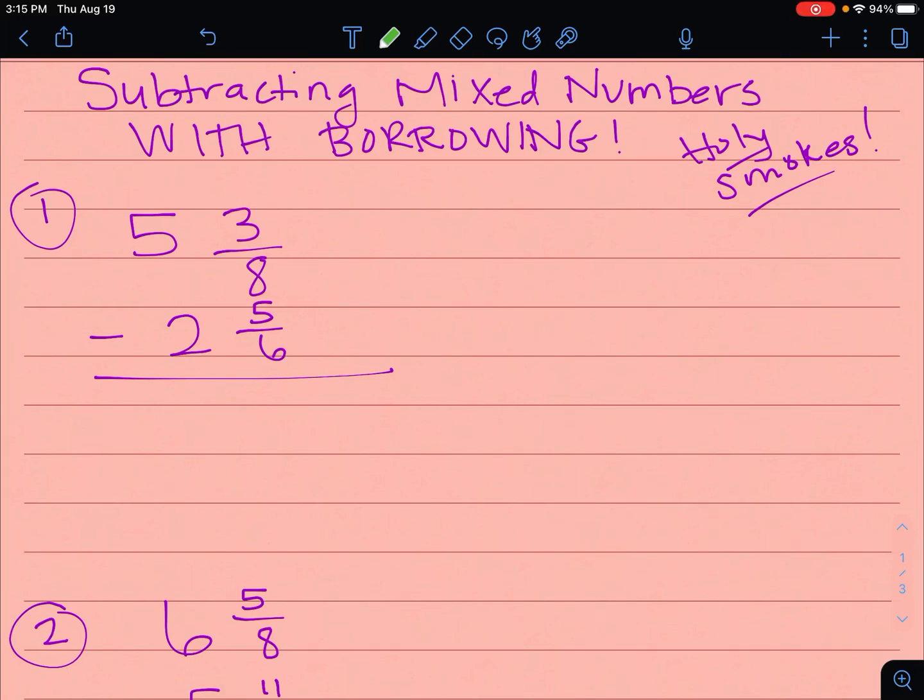Okay guys, today we're going to tackle subtracting mixed numbers with borrowing, which means that once you find a common denominator and you get trucking, you're going to see that you can't take this away from this. Let's see if that's true. Remember that LCM is LCD, meaning the lowest common denominator is what we get from the least common multiple.